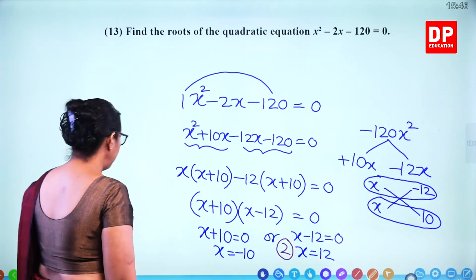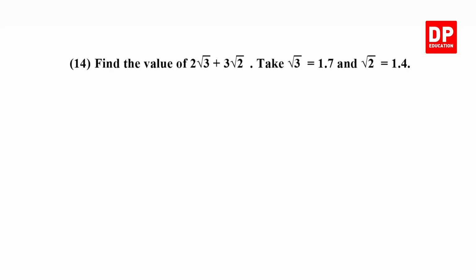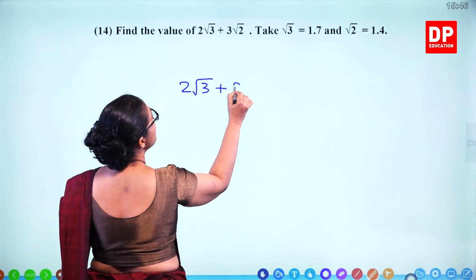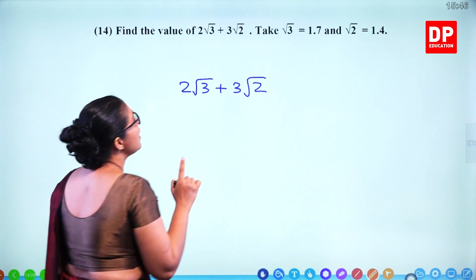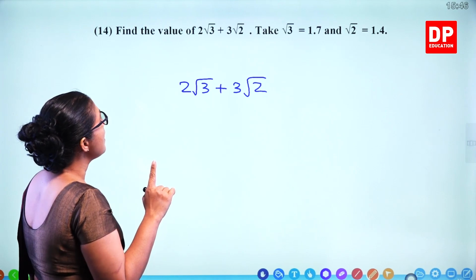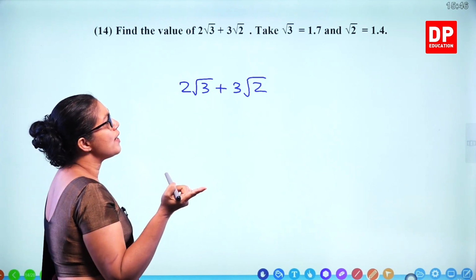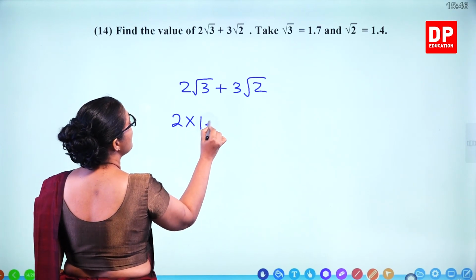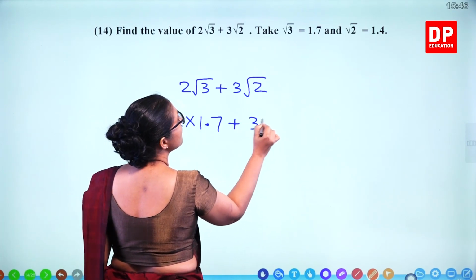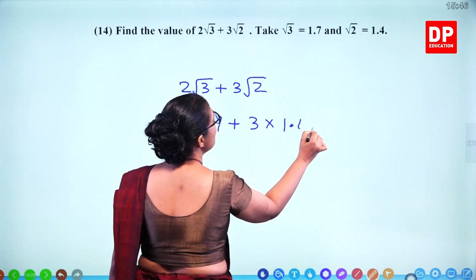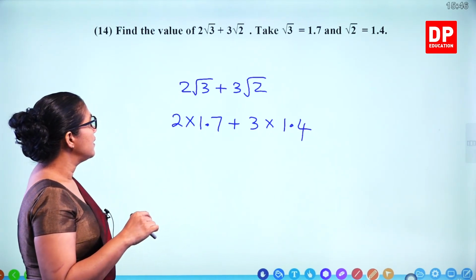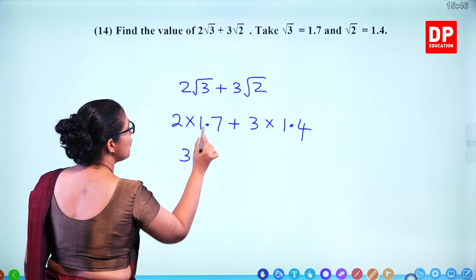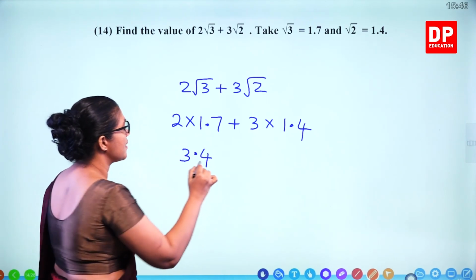Question number 14. Find the value of 2 root 3 plus 3 root 2. Take root 3 as 1.7 and root 2 as 1.4. That's substitution. Root 3 is 1.7, root 2 is 1.4. First multiply. 2 times 17, 34. Put 1 decimal place.